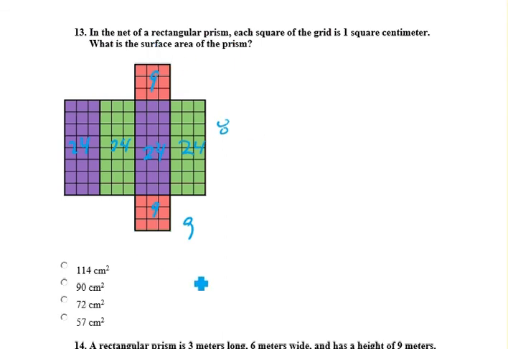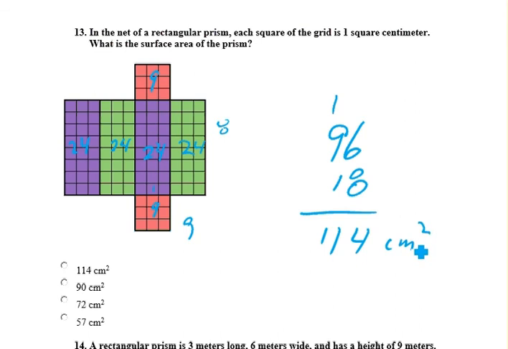24 and 24 and 24 and 24 is, of course, you guys are saying, Mr. Gould, that's 96. And 9 and 9 is 18. Add those together. 4, I carry a 1. 10, 11. And units are squared. And they're centimeters. Centimeters squared. And there it is. First answer. And guess what? We have 1 to go.